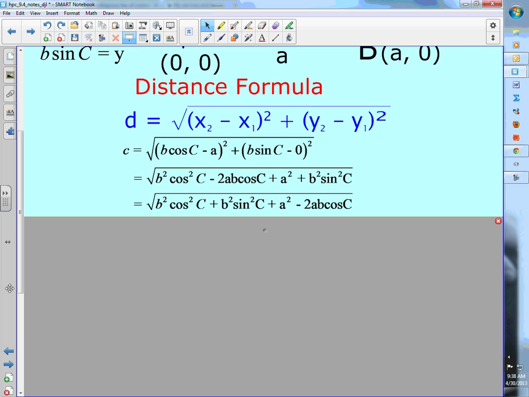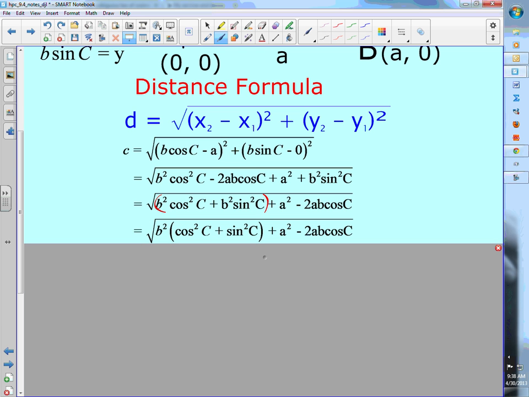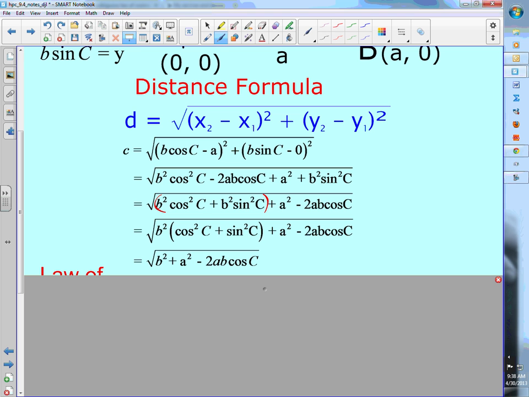b squared cos squared c plus b squared sine squared c. I took the b squared sine squared c and put it next to b squared cos squared. And I put the minus 2ab cos c at the end. So I still have an a squared. What I'm going to do here is group the first two terms like that. What do they have in common? b squared. So I'm going to factor out a b squared, and I'll be left with cos squared c plus sine squared c, that are known as 1. So that parenthesis will be gone. We'll just have b squared plus a squared minus 2ab cos c.